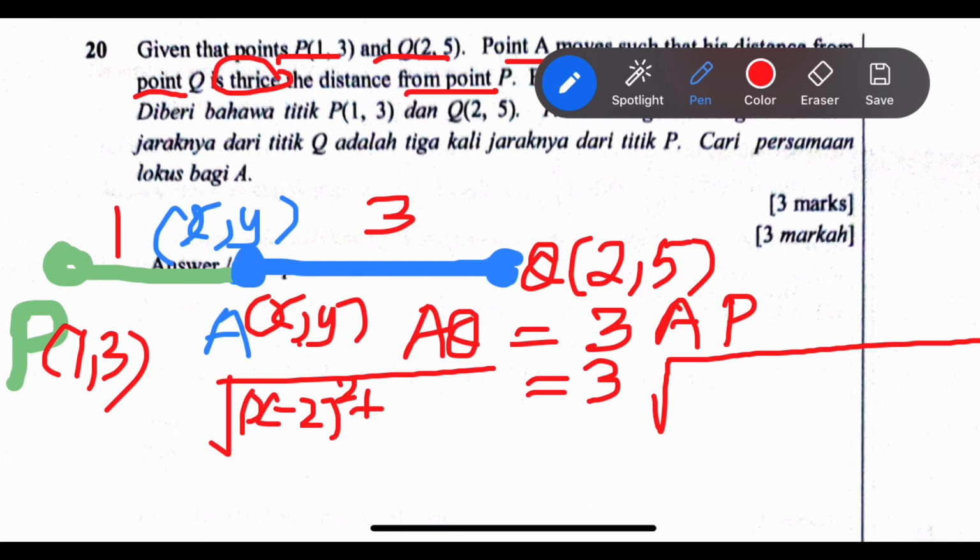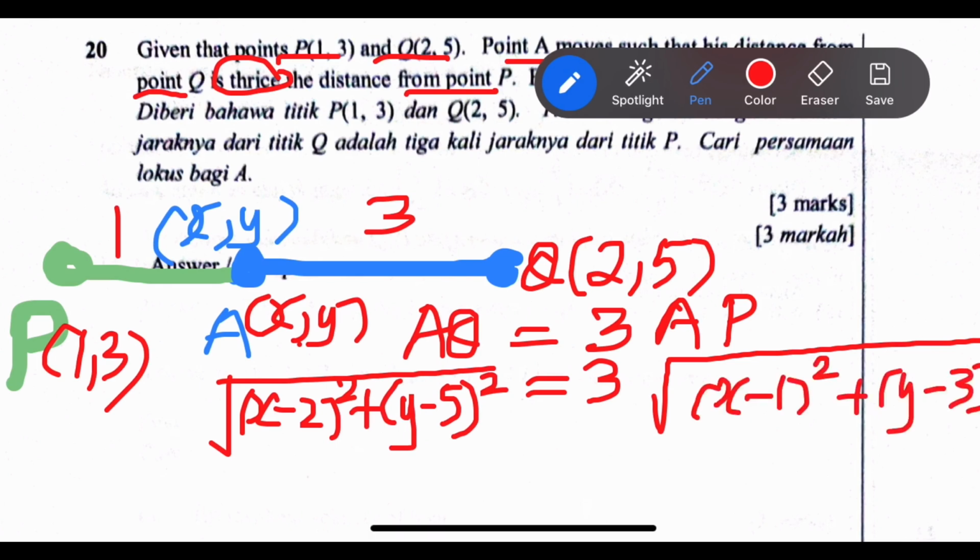So you're given point P, which is (1, 3), and then you're also given point Q, which is (2, 5), and then point A is actually moving. So when it is a moving point, we will put the unknown x, y, because we are not sure where the point will move to. It keeps on moving, all right?